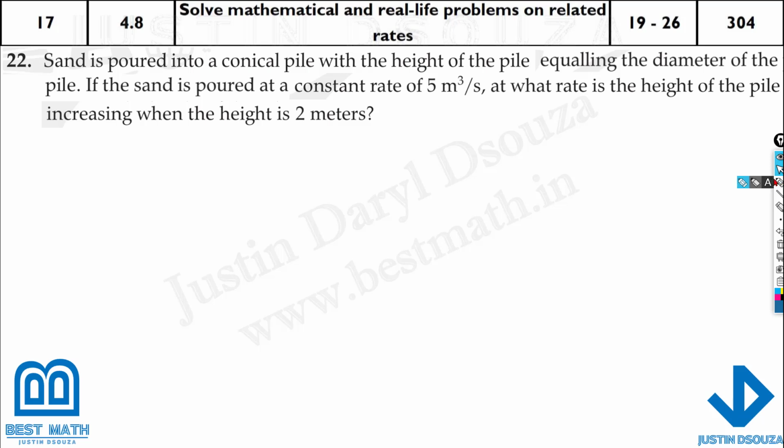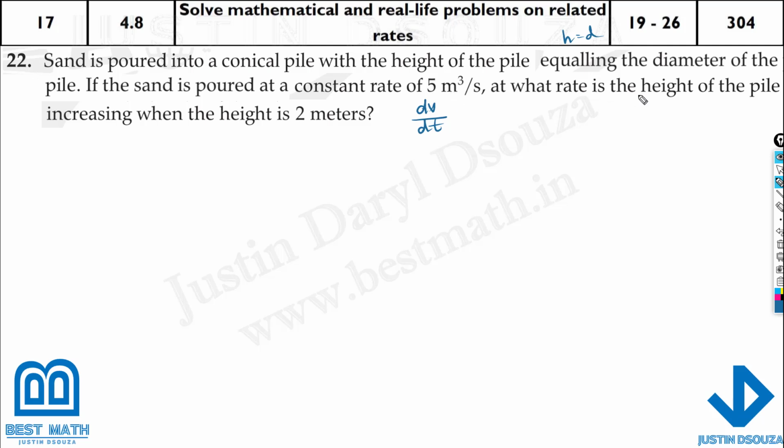The next question is another real world problem. Here the sand is poured into a conical pipe with the height of the pile equaling the diameter of the pile. What this means is height is equal to diameter. If the sand is poured at a constant rate of 5 meter cube per second, it's the derivative of the volume with respect to time, dV by dt, or you can write V prime with respect to time. That is 5 meter cube per second.